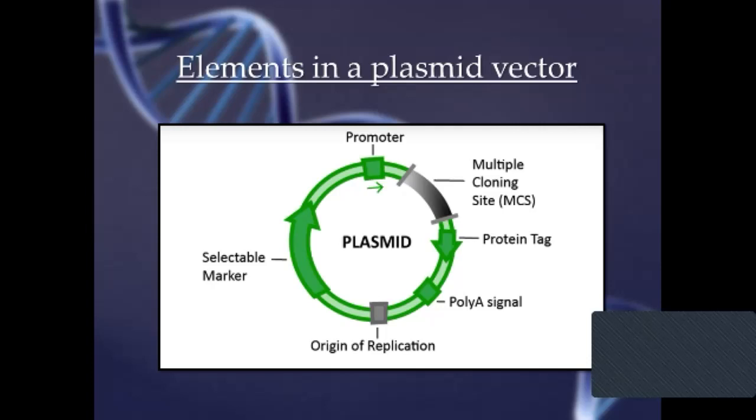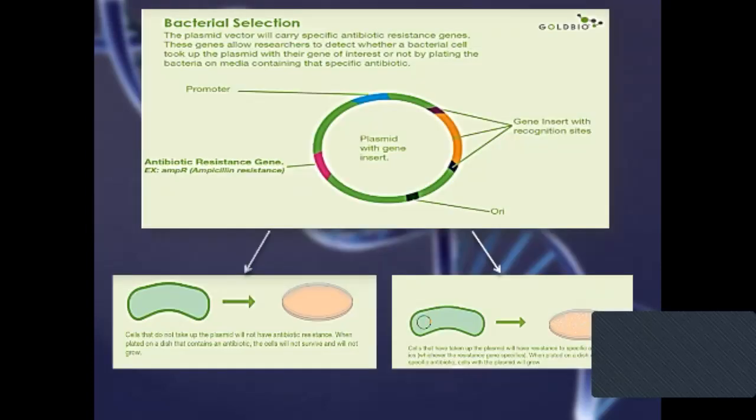Now, we will see how we can see the bacterial selection, which we understood the selectable marker actually shows us. The plasmid vector will carry specific antibiotic resistance genes. These genes allow the researchers to detect whether the bacterial cell took up the plasmid with their gene of interest or not by plating the bacteria on media containing the specific antibiotics.